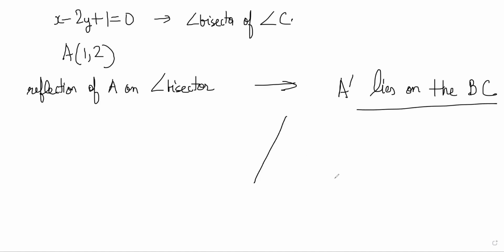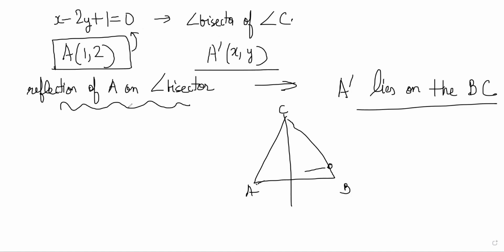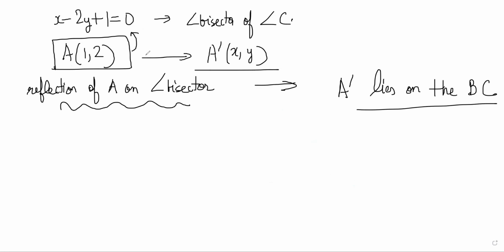Because A, B, C. So this is C, this is A, this is B. If you take reflection across the angle bisector, it should be on this, right? So I have to find the reflection of 1 comma 2 on this line. So let's call that final point A dash, x comma y. And I will find the x comma y by using the property that, first of all, the slope of A A dash will be perpendicular to the slope of the bisector, right?